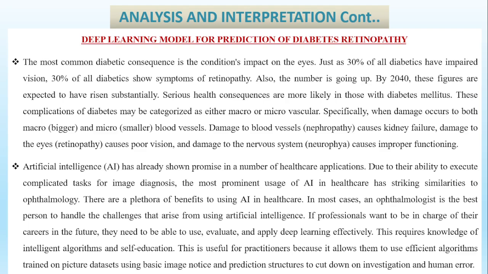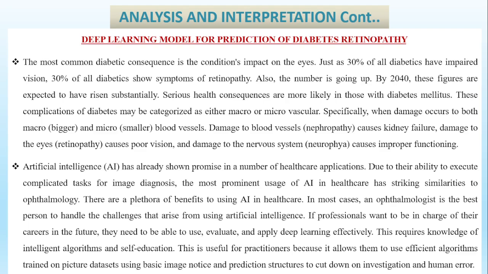Serious health consequences are more likely in those with diabetes mellitus. These complications of diabetes may be categorized as either macro or microvascular, specifically when damage occurs to both macro, bigger, and micro, smaller blood vessels. Damage to blood vessels, nephropathy, causes kidney failure. Damage to the eye, retinopathy, causes poor vision, and damage to the nervous system, neuropathy, causes improper functioning.